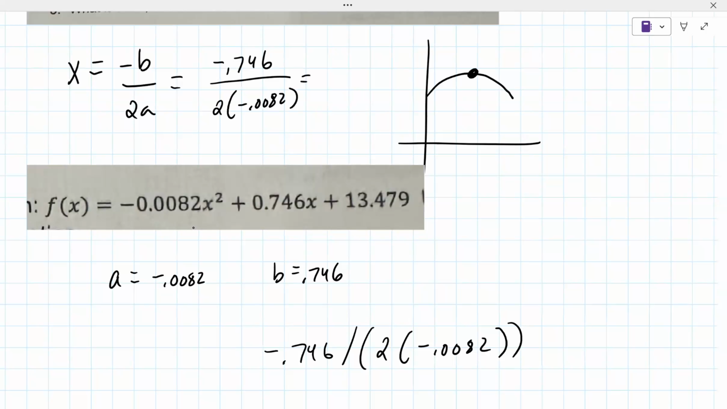Okay, I'm getting to that. Okay, negative 45.48780488. Okay, so let's just round to 2 decimal places. Yep, 2 decimal places.